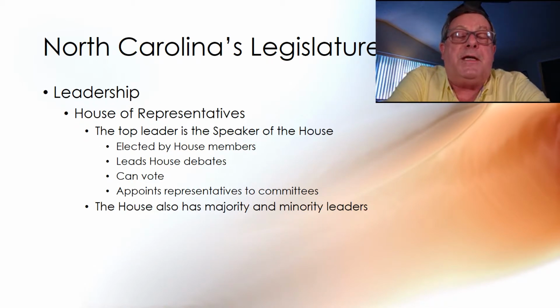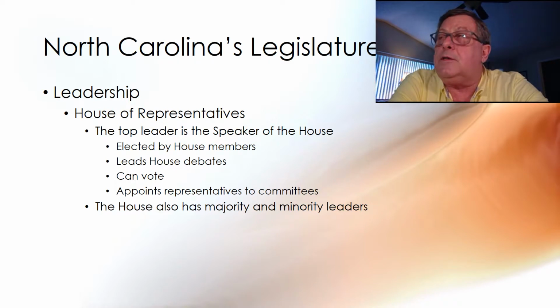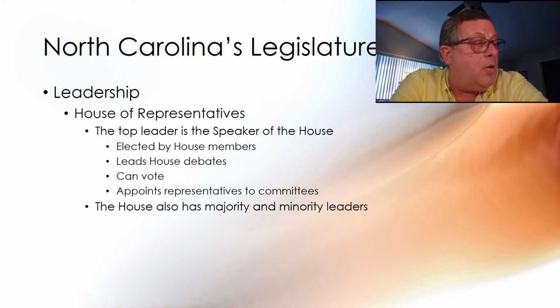Now, in the House of Representatives, again, another similarity that we see. The top leader is called the Speaker of the House. The Speaker is elected by House members. He, or he or she, leads the House debates. They can vote, unlike what we see with the President of the Senate or the President Pro Tem, who can only vote in the case of a tie. And the Speaker also appoints representatives to committees. And again, the House also has majority and minority leaders.